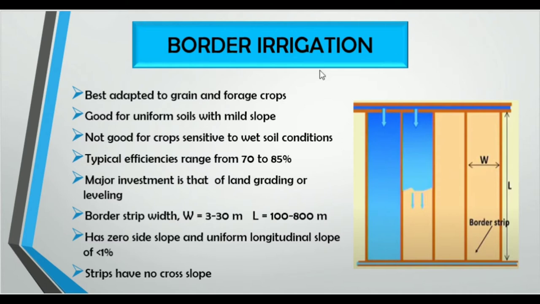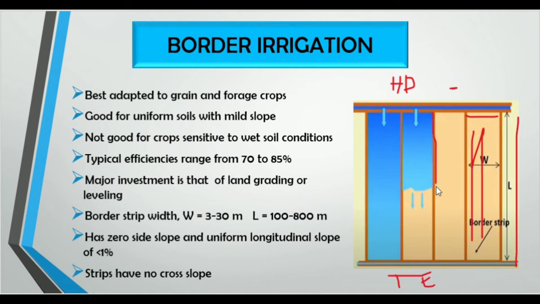On the next slide, border irrigation. First, we will focus on this image over here. This is at the top part. This is what we call the head ditch. The head ditch is where the water supply comes in. And this is the tail end, where the water comes out. This is basically the border strip, this part, and the border width over here, and the border length over here. And this brown part over here is what we call the levee. This is what separates the border strips from each other. It is situated in between the border strips.